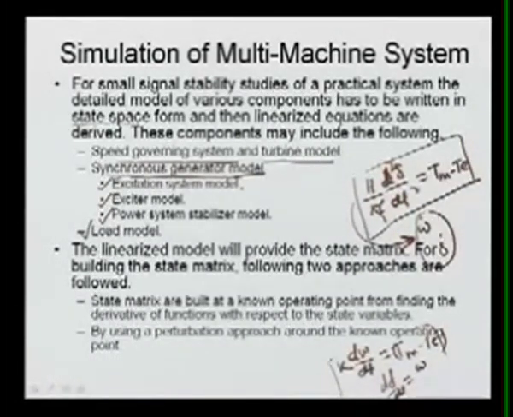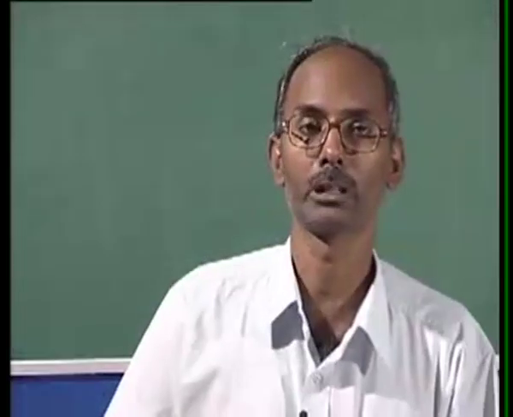So this is now the state space form, and then we have to linearize, because here the terms are nonlinear in nature. Te is a nonlinear function of sine delta, it is P max sine delta. So we have to linearize so that we can form our equation x dot equals Ax plus Bu. This is the state space representation of any system.